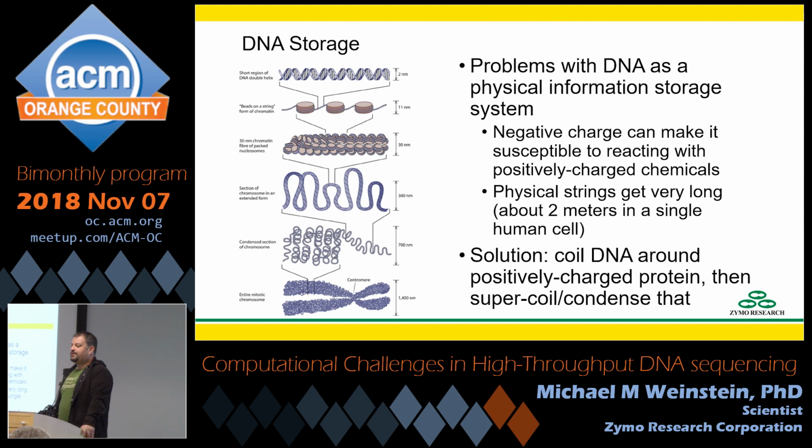So once it's coiled around the histones, those positively charged proteins, you coil the coils, and then you coil some more, and ultimately you get a condensed chromosome. So this is where another layer of information can be. I mentioned before the state of its winding around these histones.